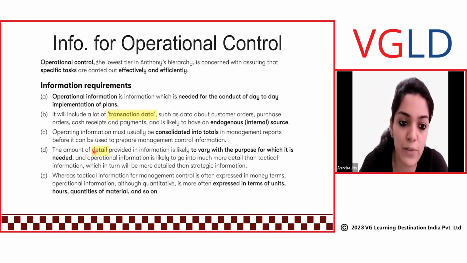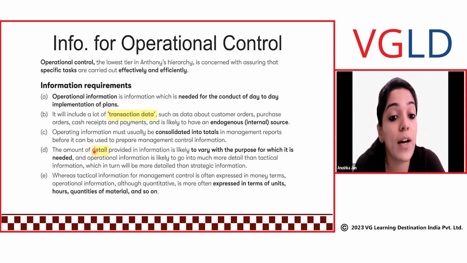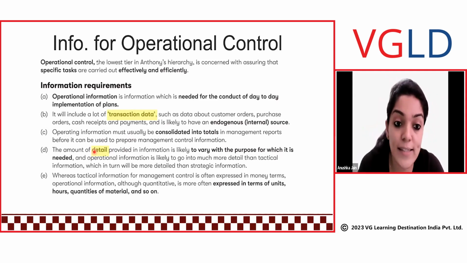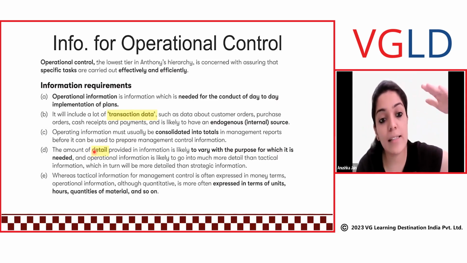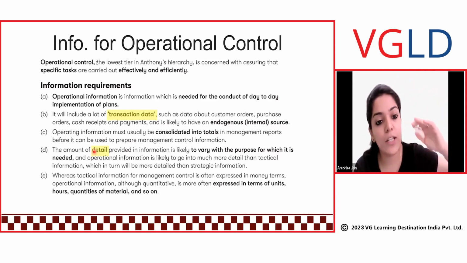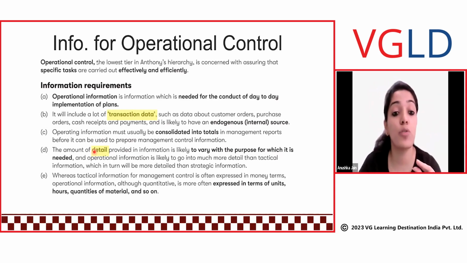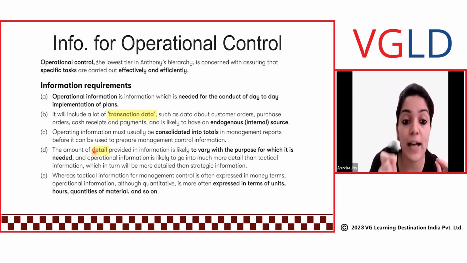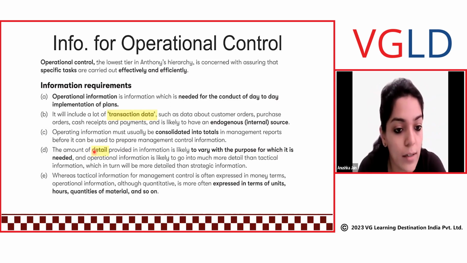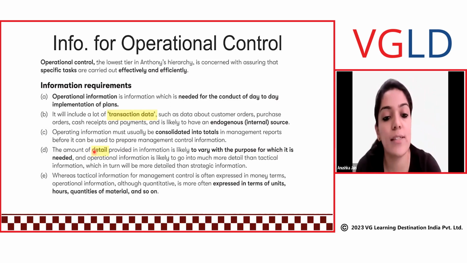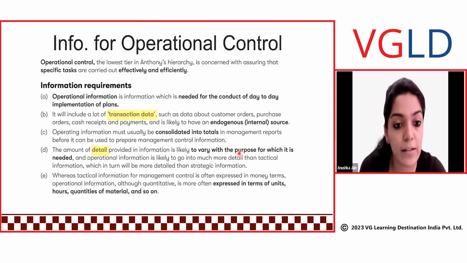Very basic requirements will be there at this level. It will include a lot of transaction data. Transaction level details are relevant. So top management looks at an eagle's eye view. Then middle level management gets in a little more detail. Whereas people at the operational level should have a hands-on view at a transaction level detail, such as data about customer orders, purchase orders, cash receipts and payments, and is likely to be endogenous, meaning internal.